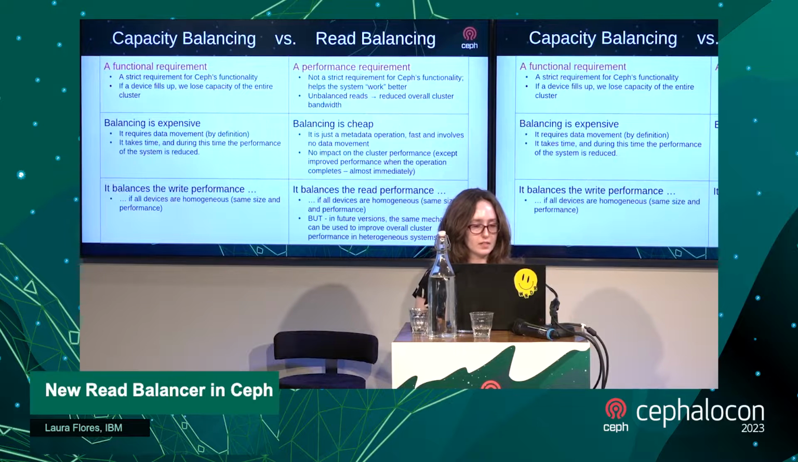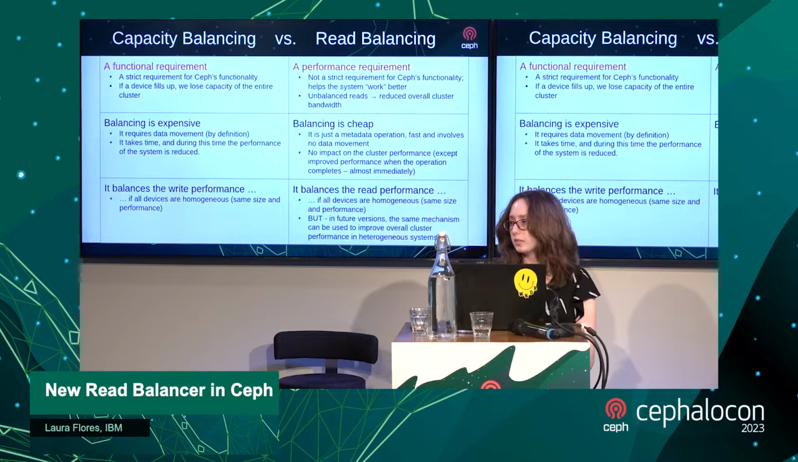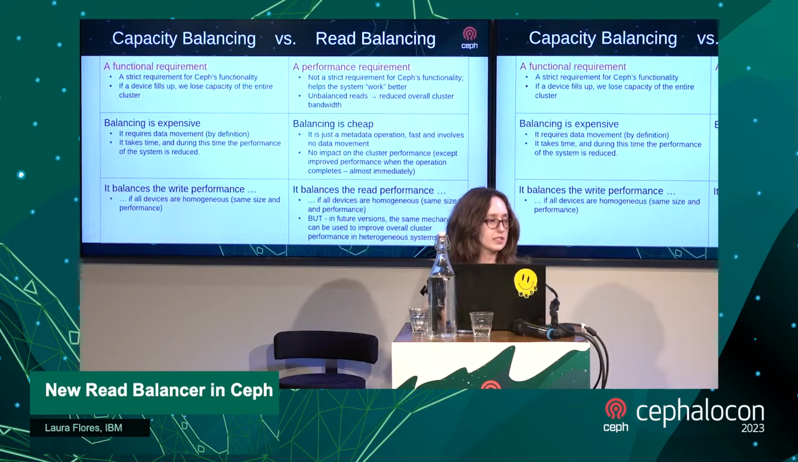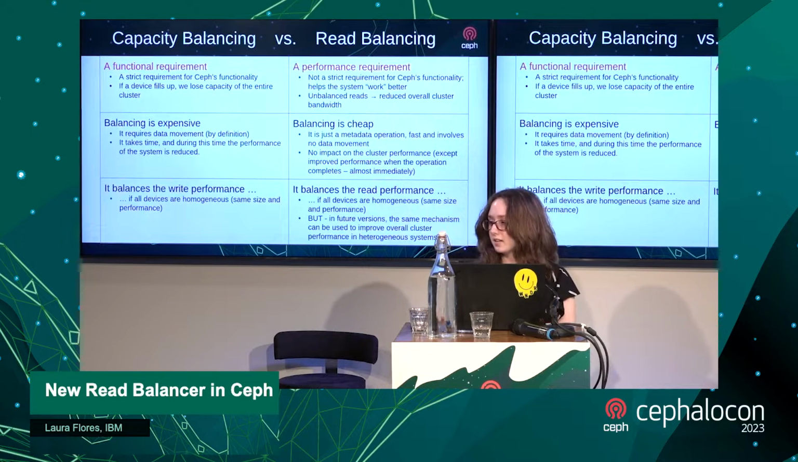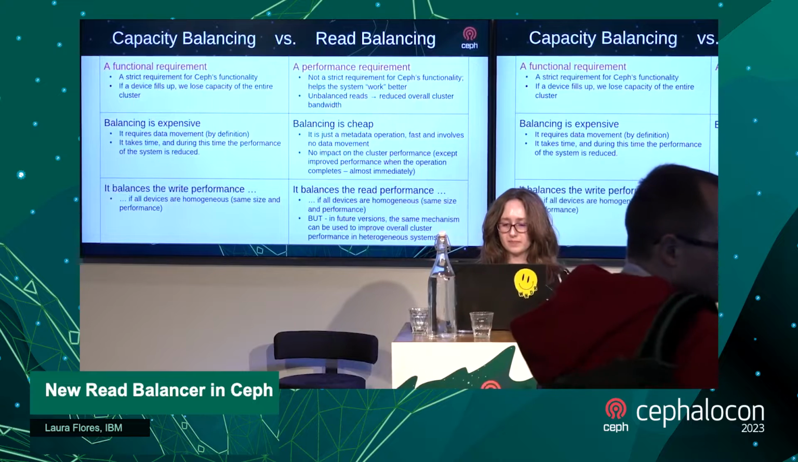Now, let's look at the operations of balancing. Capacity balancing is actually very expensive. It requires data movement by definition, and this means that it takes time, during which the performance of the system is greatly reduced every time we balance. Read balancing, on the other hand, is actually a very cheap operation, which is promising for future improvements.